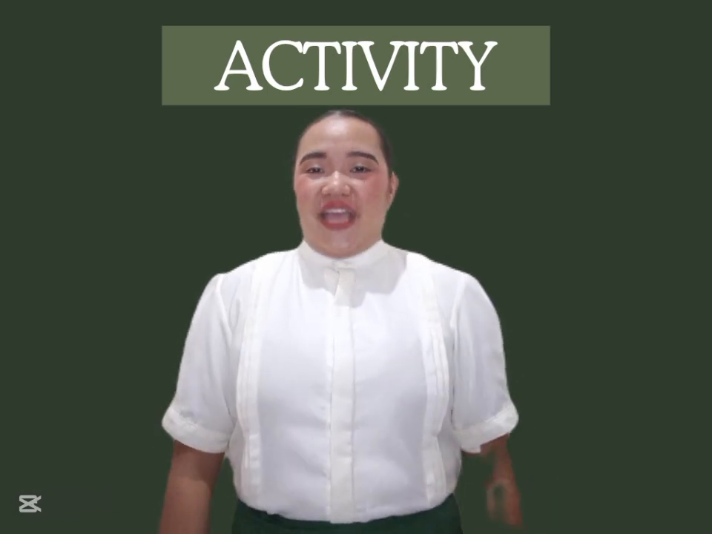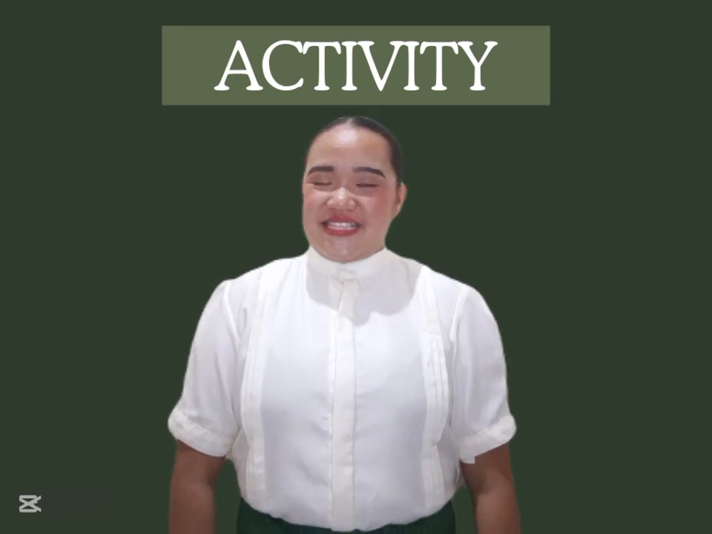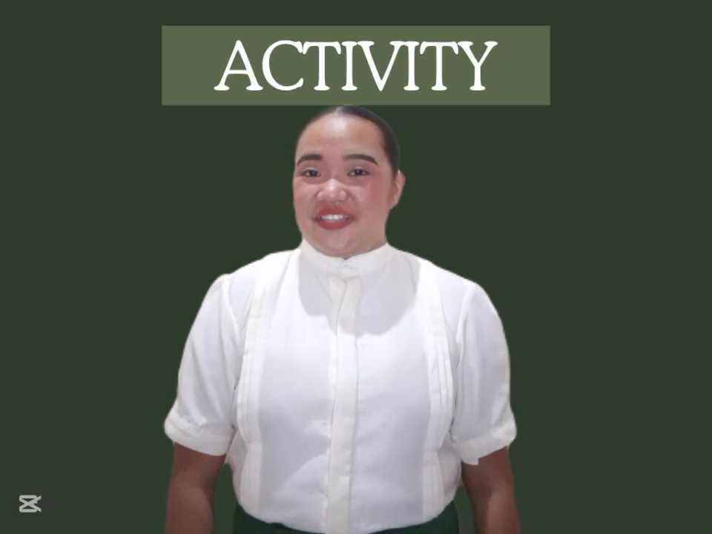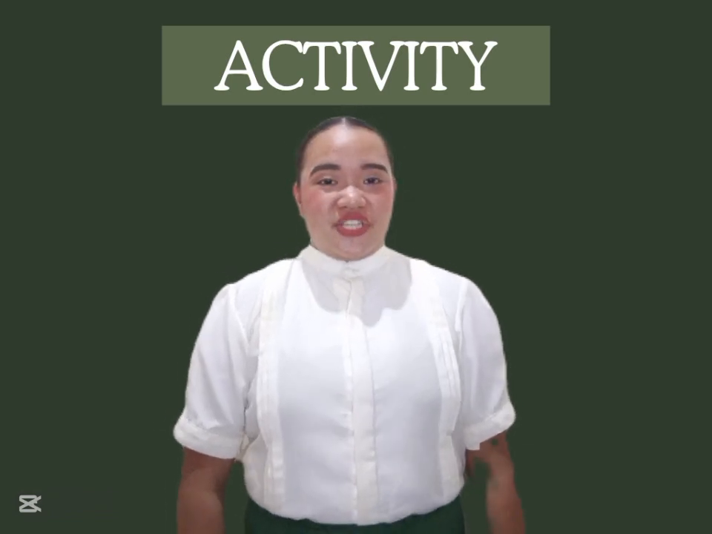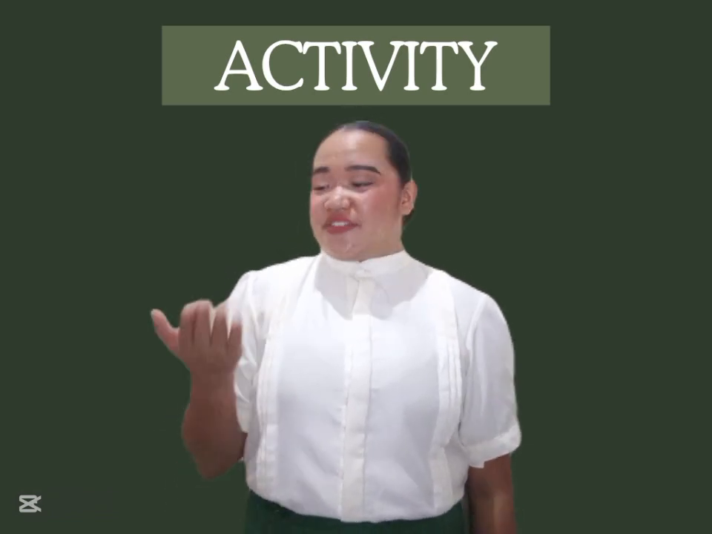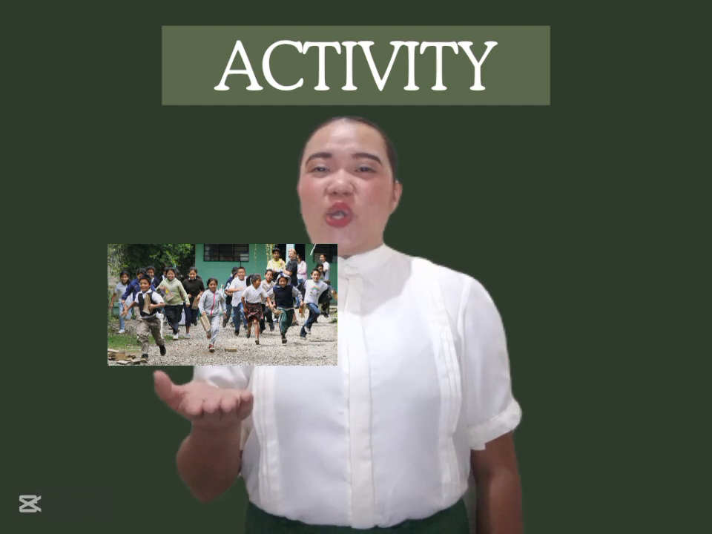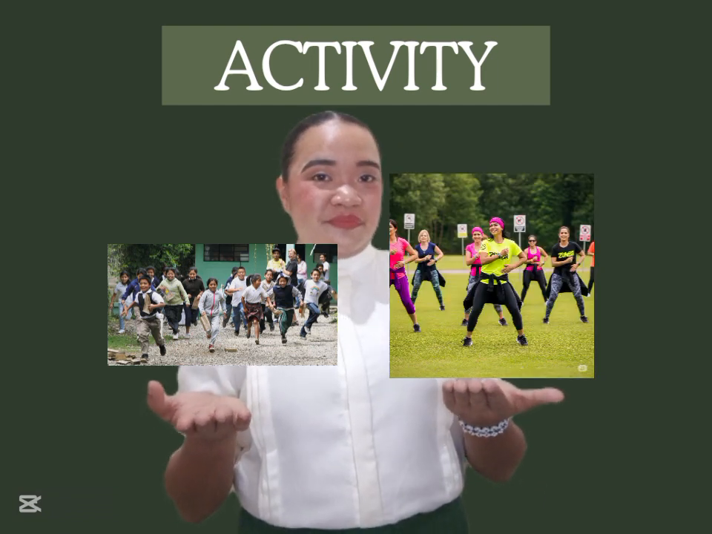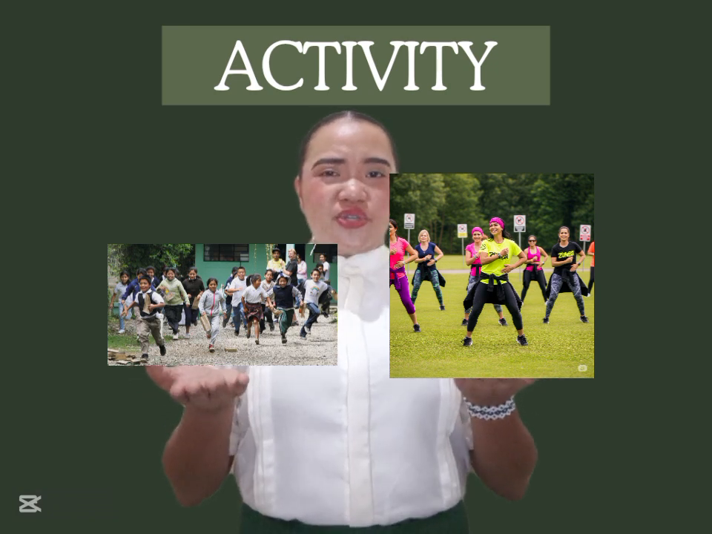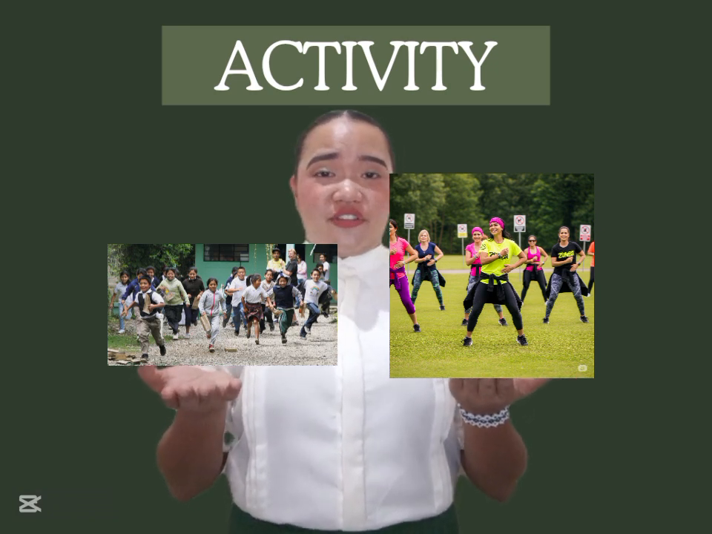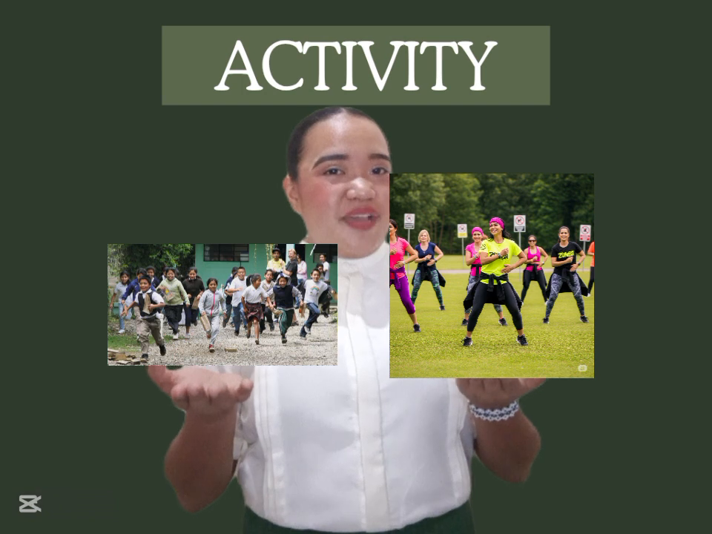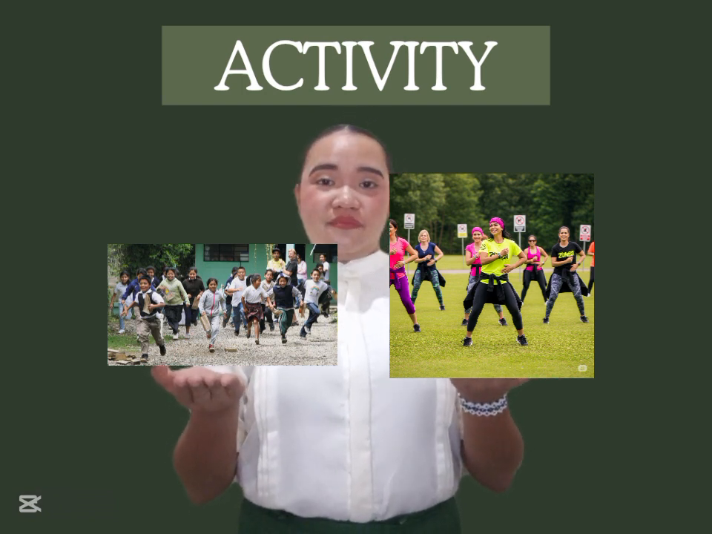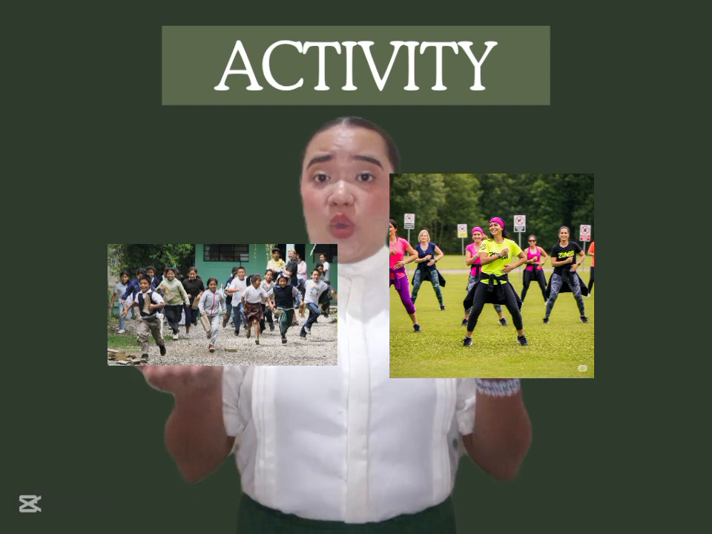Great! Now let's proceed to our activity entitled Quick Observation Challenge. Here are the scenarios. Imagine you're at a school track during a morning jog or at a community park where people are doing Zumba. What safety measures or resources do you notice around you? Take a moment to think about it. What did you see?